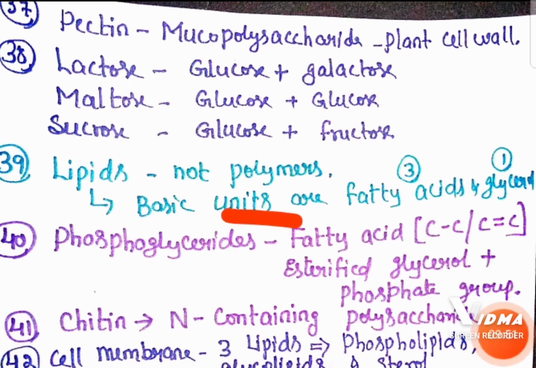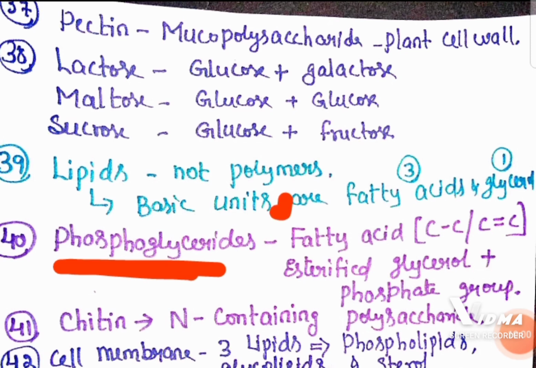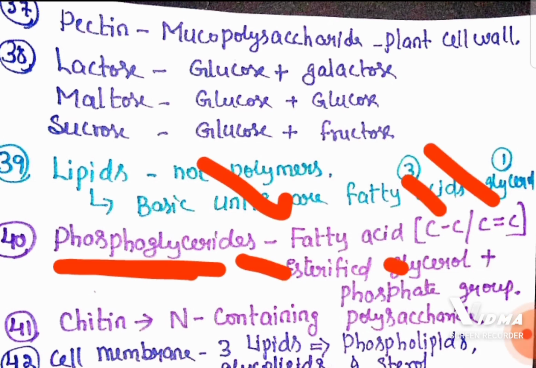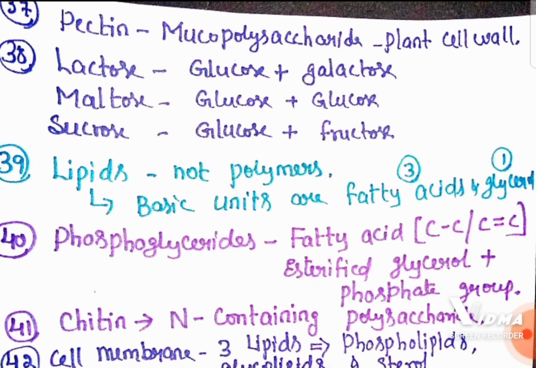And the basic units of lipid include 3 fatty acids and 1 glycerol. Whereas in phosphoglyceride, the fatty acid may be saturated or unsaturated, that is esterified with glycerol. In addition to that, it has a phosphate group.